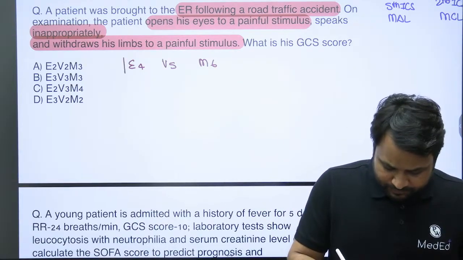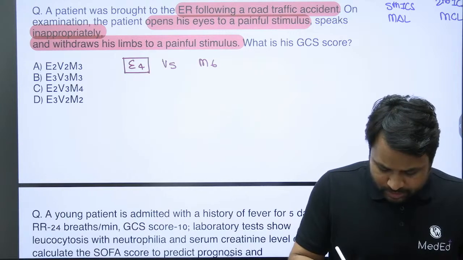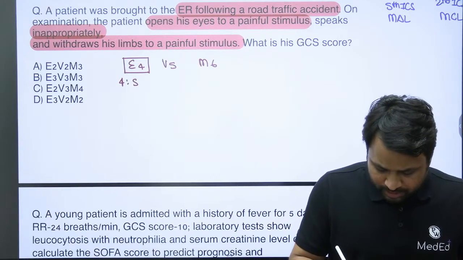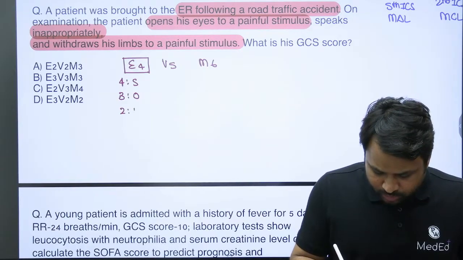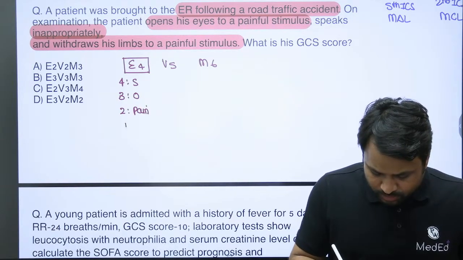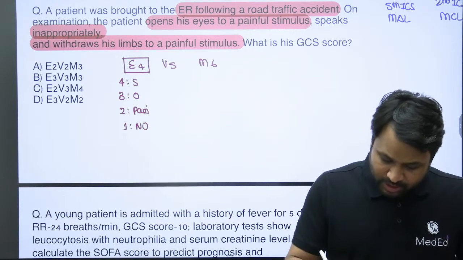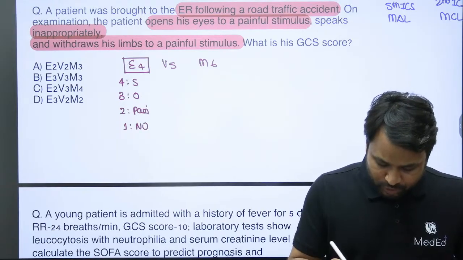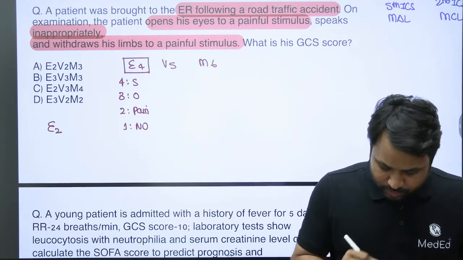Now, in the E4 component, 4 is going to be spontaneous eye opening. 3 is going to be to the oral command. 2 is going to be with painful stimulus. 1 is going to be no response. So here the patient is opening to the painful stimulus. So I can say E is going to be 2.